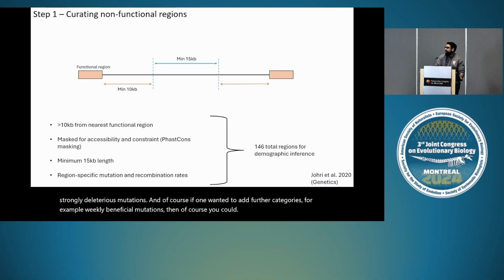So we applied this approach to human data. Our first step here is to curate a set of non-functional regions. We identified regions that are at least 10 kilobases away from any functional region. Now, we know this is far enough from a functional region to avoid the biasing effects of background selection based on the analytical calculations of Johri et al. in 2020. And with region-specific rates, we have a total of 146 regions for demographic inference.